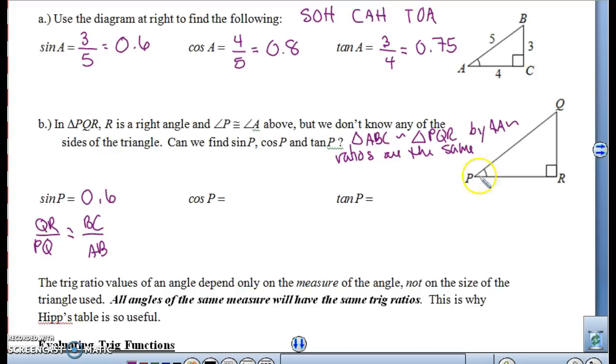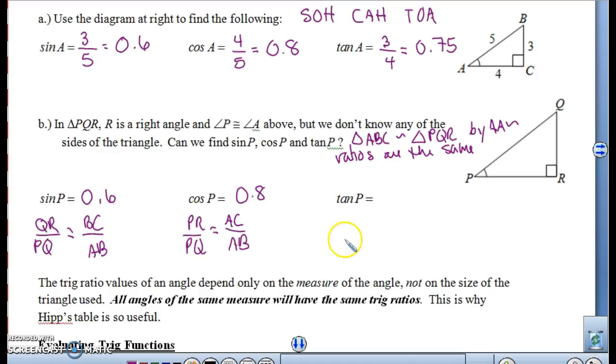Cosine of P, well, let's see, cosine of P would be adjacent over hypotenuse. Adjacent is PR, hypotenuse is PQ. All right, that would correspond to AC up here and AB down here. So AC over AB, that's adjacent over hypotenuse, which is 4/5, so that's going to be 0.8, and that works for this one. These two are going to have the same ratio.